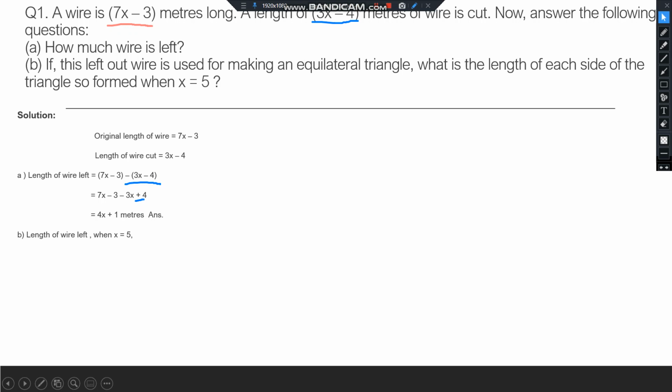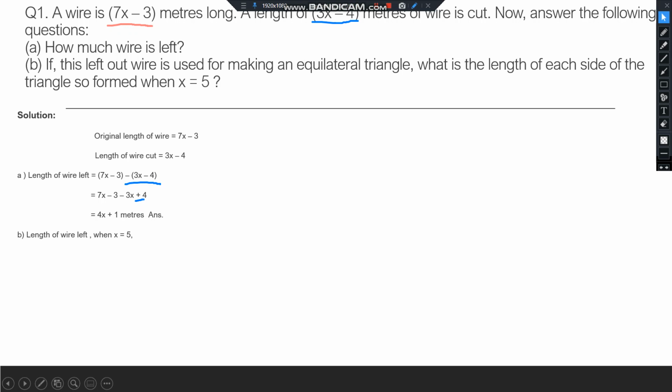B part says if this left wire is used for making an equilateral triangle, what is the length of each side of the triangle so found when x equal to 5? So either you place the value of x equal to 5 in the length of the wire left, or you first find the side of the equilateral triangle and then put. So both ways you can do.